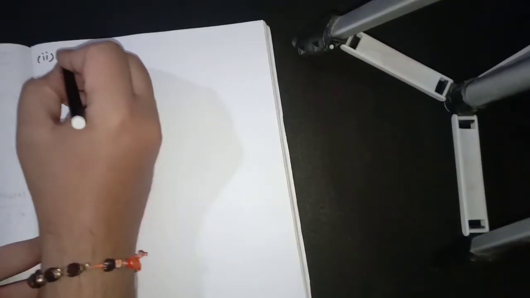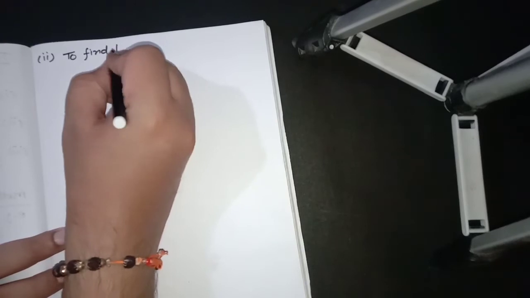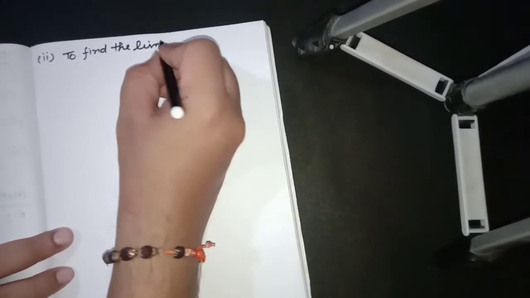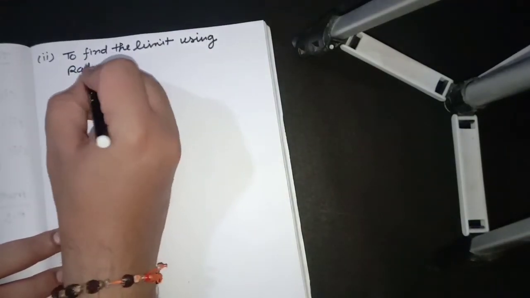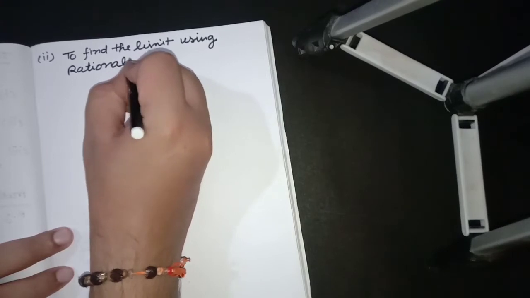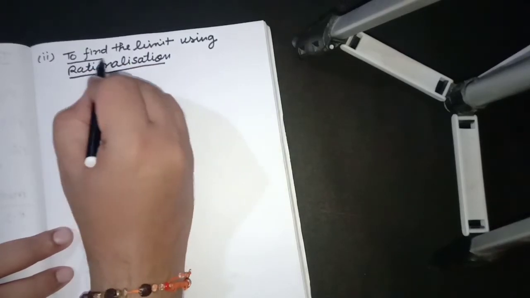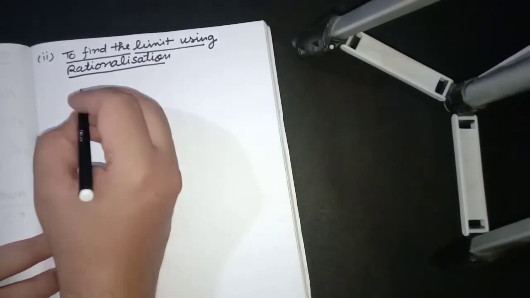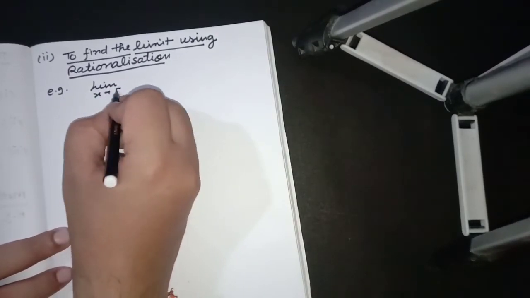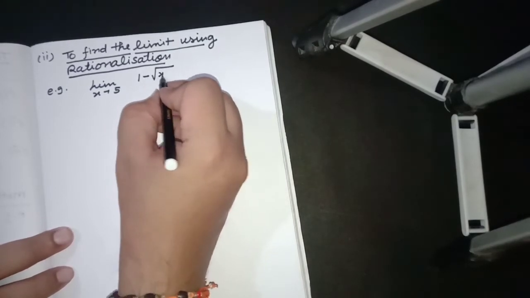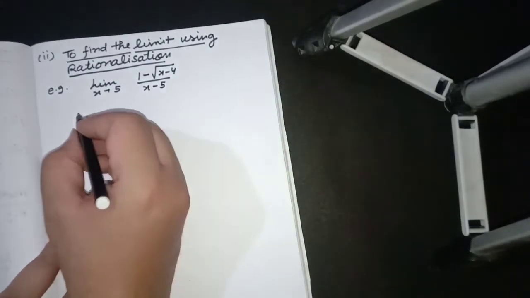Now the second method is to find the limit using rationalization. Rationalization is a process which we studied in previous classes and that will be applicable here. Suppose, for example, we have a question that limit x tends to 5, 1 minus root x minus 4 upon x minus 5. Now here we have to rationalize it.